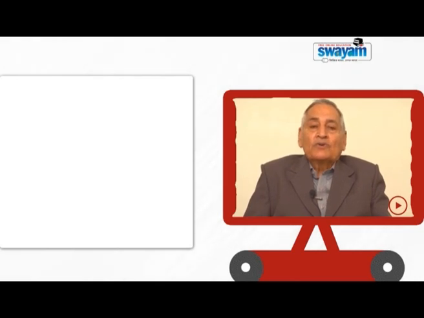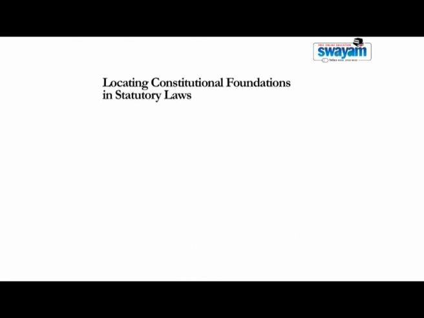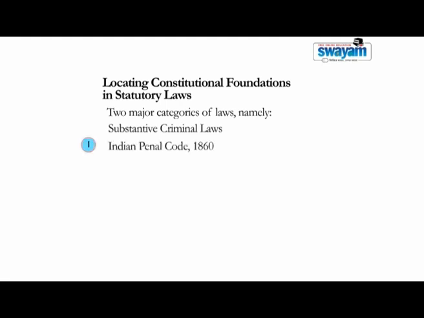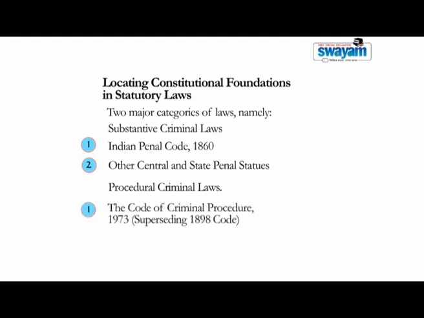Now we go on to locate these constitutional foundations in the statutory laws. There are two major categories of statutory laws, namely substantive criminal laws and procedural criminal laws. The substantive criminal law is the Indian Penal Code 1860 and other central and state penal statutes. The procedural criminal laws are the Code of Criminal Procedure 1973, superseding the 1898 Criminal Procedure Code, and the Indian Evidence Act 1872.